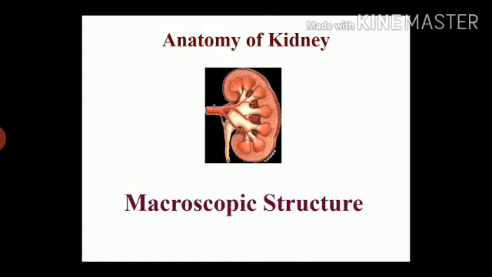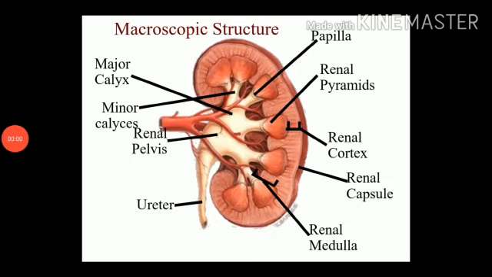So let us start with the anatomy of the kidney. When we start from the outer side, you can see the renal capsule, and when we move inside, we see the renal cortex. After the renal cortex, the renal medulla comes. When we look from the ureter, moving inside through the hilum, we see the renal pelvis, and the renal pelvis gives rise to the major calyx. The major calyx gives rise to minor calyces. The minor calyces cup pyramidal structures, which are called renal pyramids or papillae.